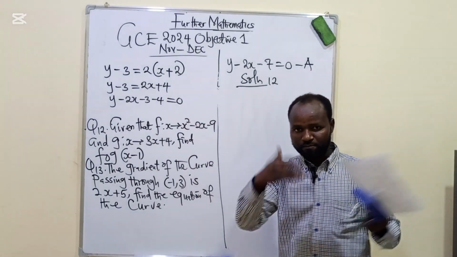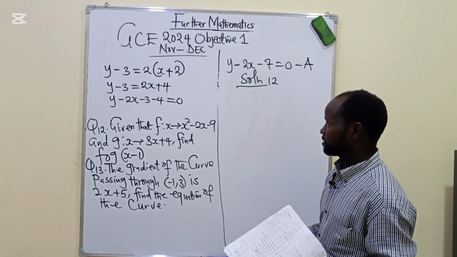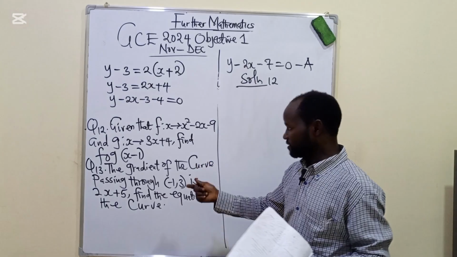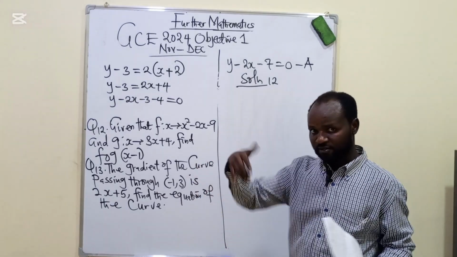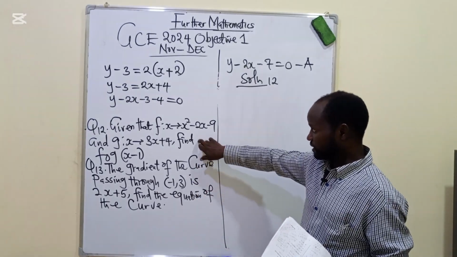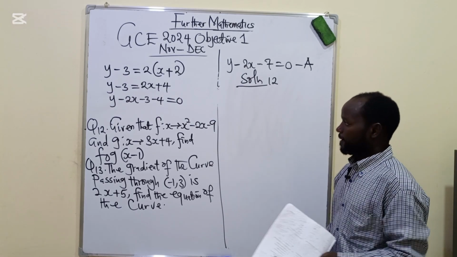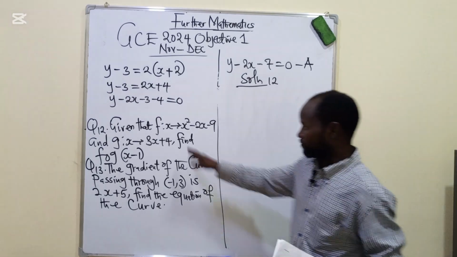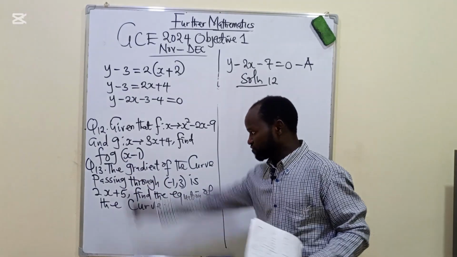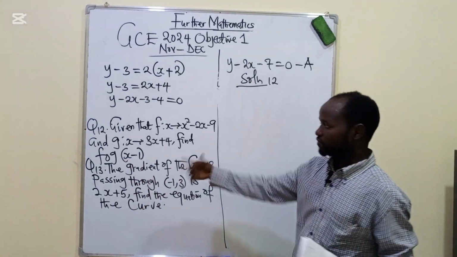This is from mapping and function. I have a video on this. I'll drop the link in the comment section under this video so that you can see that. Let's look at how we can solve. We are asked to find f of g of x minus 1.